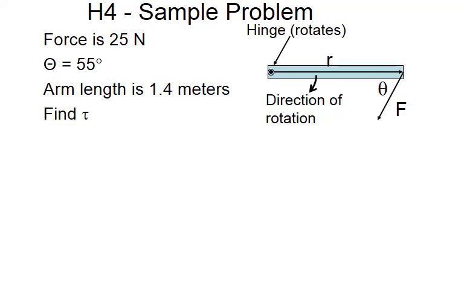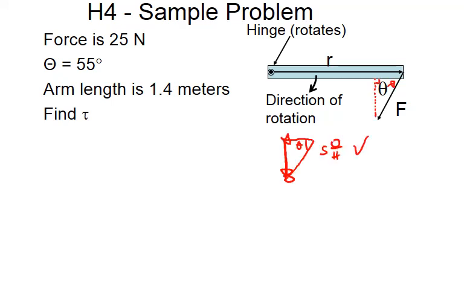Okay, so in this one here, the force is 25 newtons. The angle theta inside here is 55 degrees. The arm length is 1.4 meters. So what I want you to do first is draw out the triangle, use the sine, make sure that the trig works out, and then you can calculate the torque for this situation where the force is at an angle. So go ahead and hit pause and try that, and then when you're ready, you can hit play to continue.